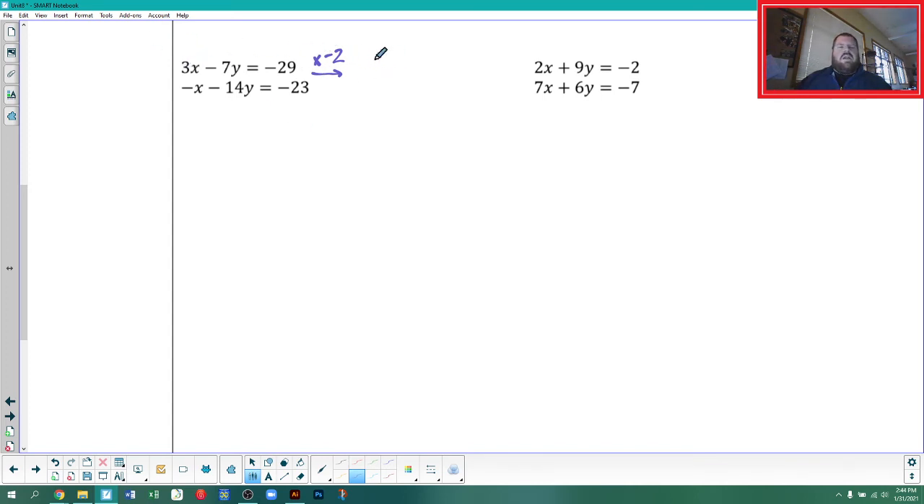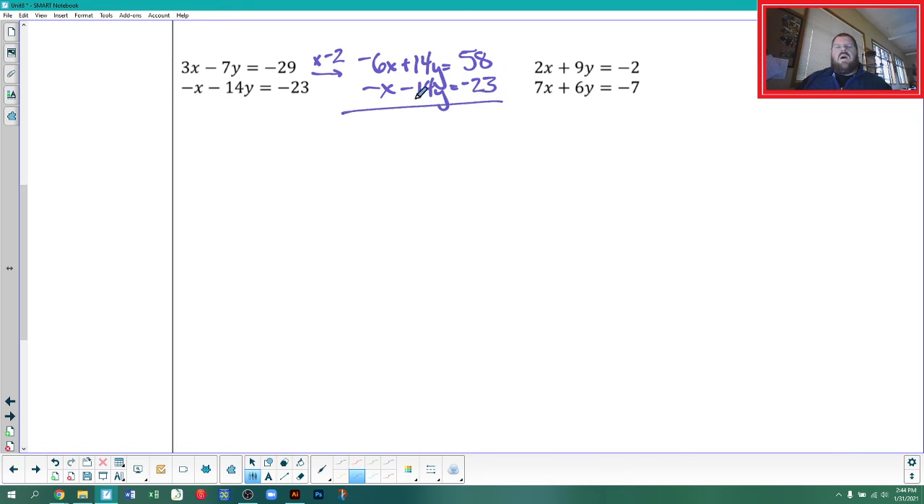So multiplying by -2, that's going to be a -6x, a positive 14y, and that's going to be a couple less than 60. How about positive 58? For the bottom one, I'm just going to rewrite it. Notice I didn't put anything down here because I'm not changing that one. -x minus 14y equals -23.